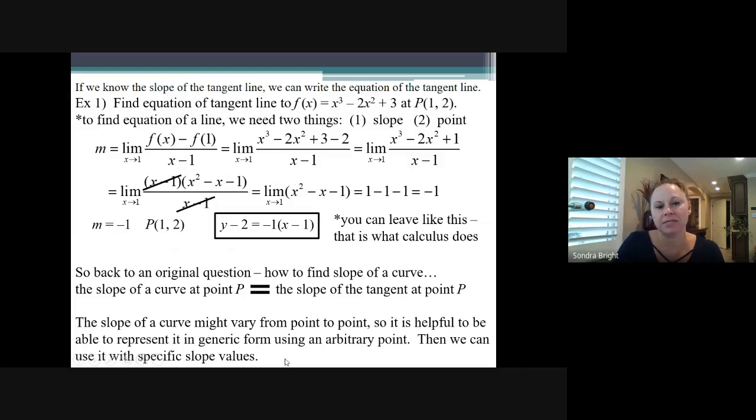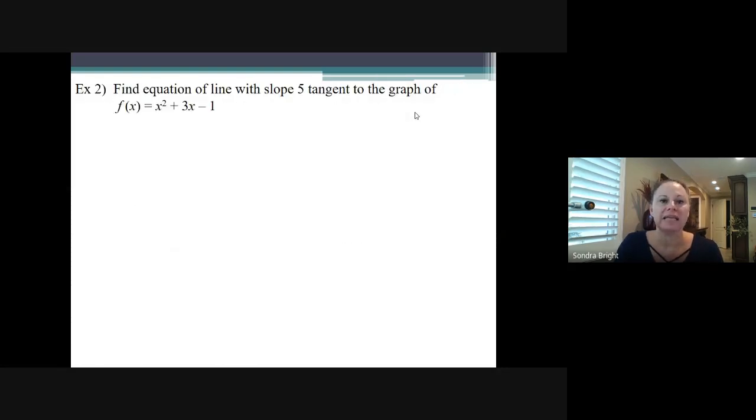So what I'm going to do now is I'm going to find the slope of a curve just in general for a function, right? And then it doesn't have to be at this specific point. And then when we are given points, we can just plug those in to find what the slope is at each of these points.